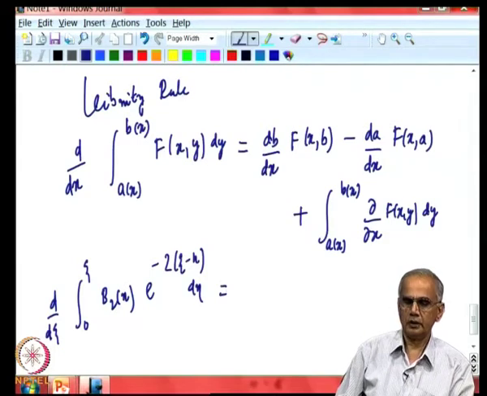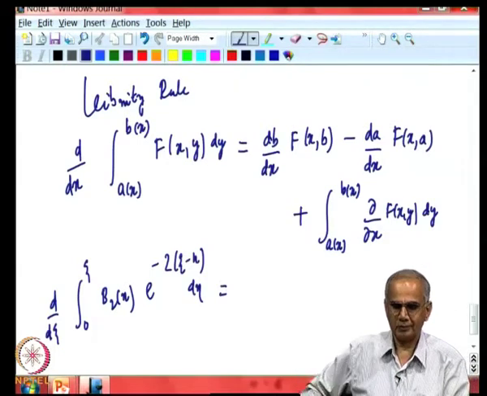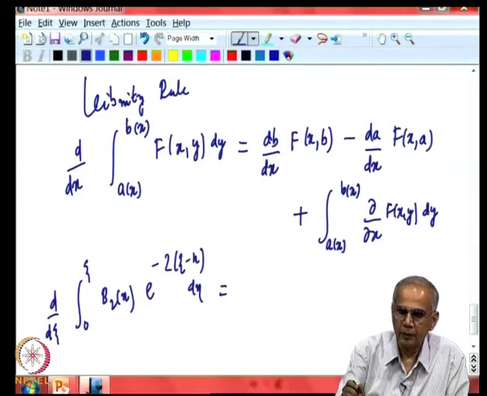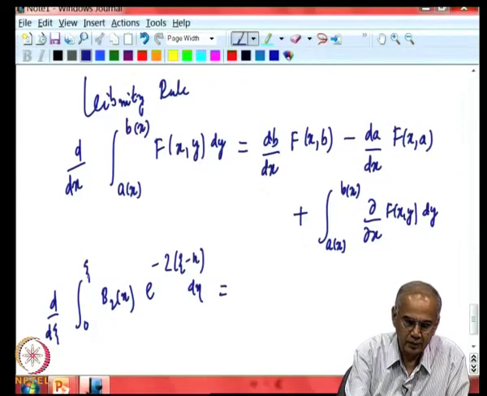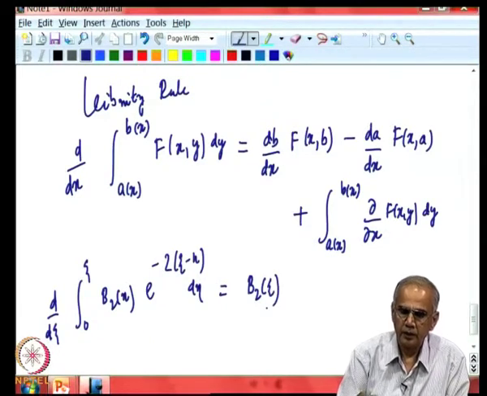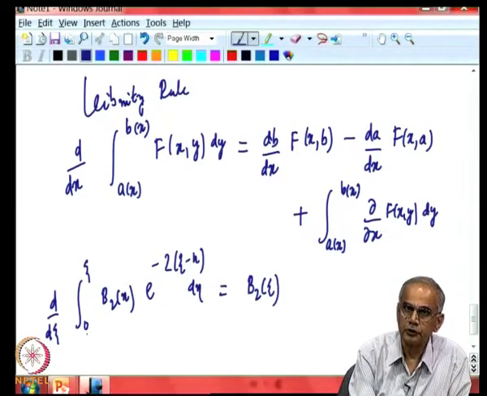Here you see that the upper limit psi is a function of this quantity. So, in applying Leibniz rule, you have to say d by d psi of psi, which is 1, and calculate this function at eta equals psi, that is 1. So, you are left with b2 of psi. Then this of course does not contribute anything, that is not a function of psi.